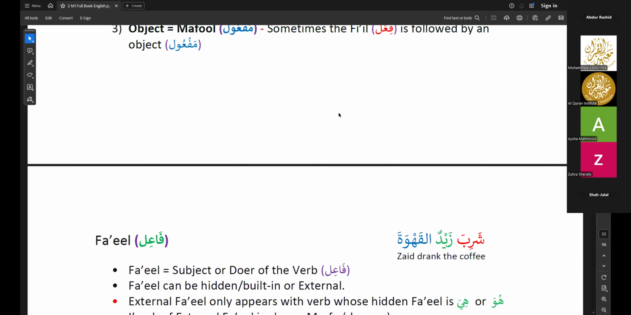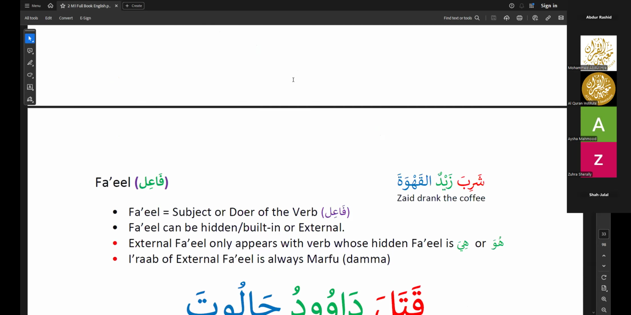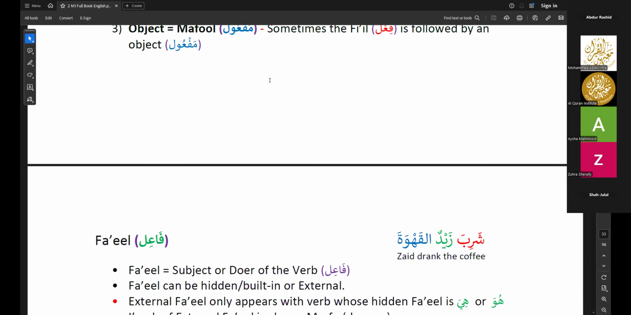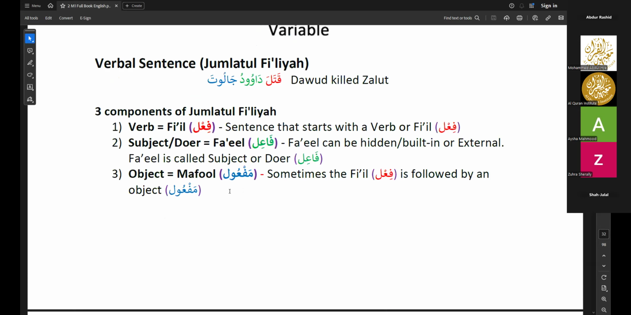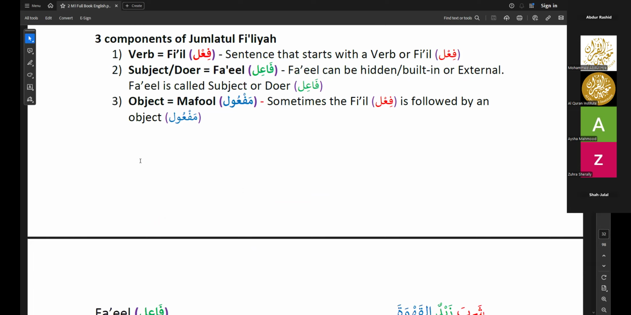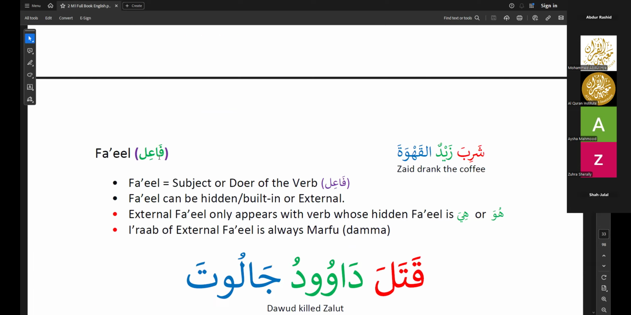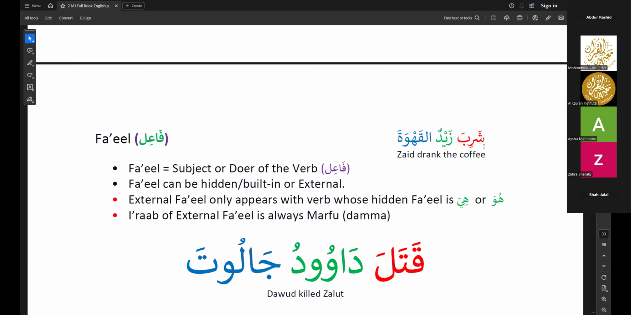So we know what is fail. It's the first word in the jumlatul failiya, and then fa'il. Fa'il means doer of the action. Like here is an example. Shariba Zaidun al-kahwa. Shariba is the fail. Because this sentence starts with a fail, we can call it jumlatul failiya or verbal sentence.